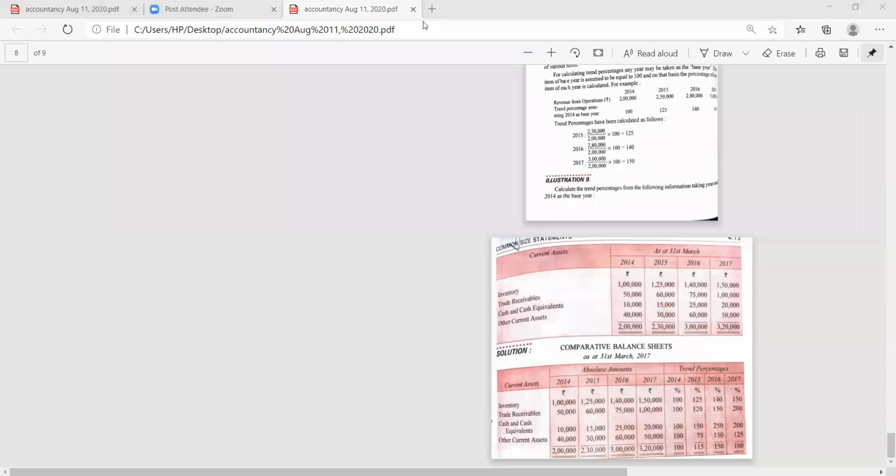Ma'am, good afternoon. Good afternoon. Ma'am, I want to ask whether it is compulsory to take the first year as the base year, or can we take any year? In the common size statement? In trend analysis? Yes, ma'am. Any year can be taken as the base year, but the base year should be common for everything. If you are taking 2017 as the base year, then you have to consider all the items of 2017. You cannot take the inventory base as 2014 and the trade receivable base as some other year. Any one base is to be taken.